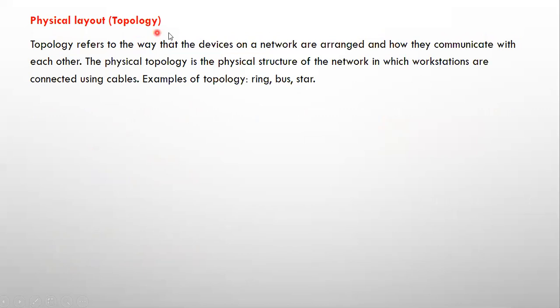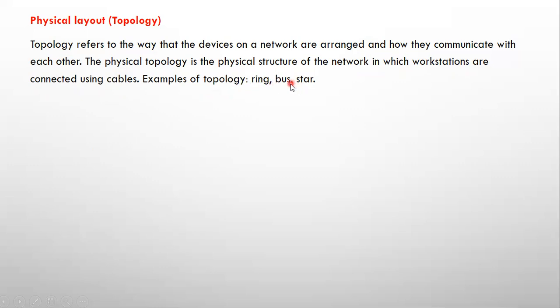Now, in terms of topology, your networks have different layouts. Topology refers to the way that the devices on a network are arranged and how they communicate with each other. The physical topology is the physical structure of the network in which workstations are connected using cables. So it's how the computers or workstations are connected using cables. And examples of topology are your ring, bus, star.